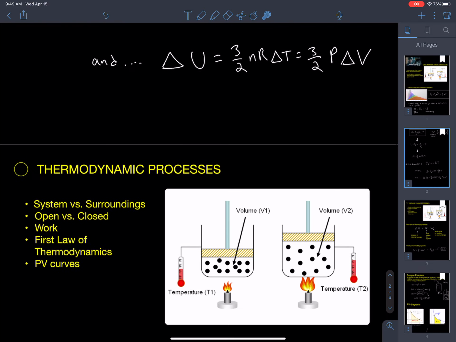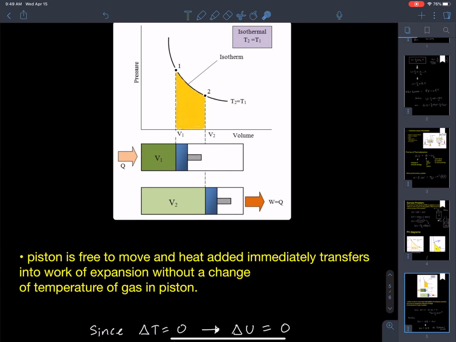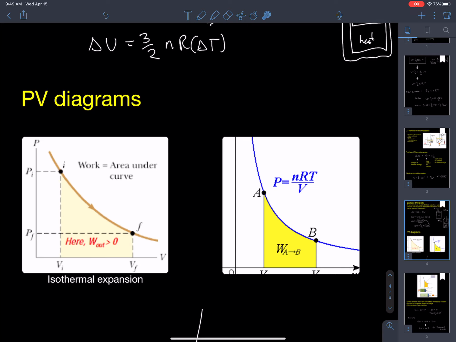So if I take a look at this simple graph that I have down here, this PV diagram, what's happening is the pressure in the system is changing, it's decreasing as the volume is increasing, all right? And if I had a temperature sensor in there, in this graph, the temperature always stays constant, but the pressure is decreasing and the volume is increasing. So N, R, and T are staying constant in the system, just pressure and volume are changing.